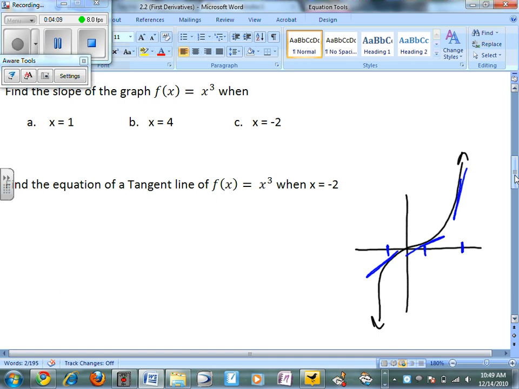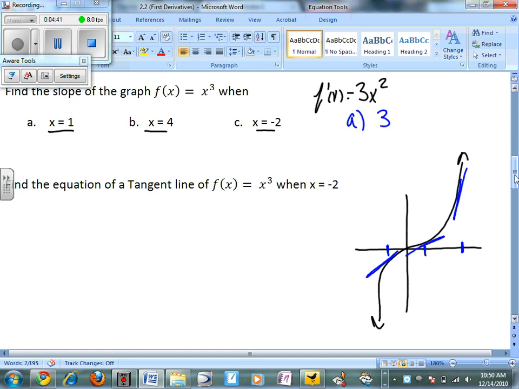So to find the slope at any point, we're just going to take the derivative. So f prime of x is going to give us the slope at any point on that graph. So it's 3x squared. Bring down our exponent, subtract 1. Now all I have to do is plug in my x values, and that'll give us a slope at each of those points. So for a, where x equals 1, I plug 1 in. The slope at x equal to 1 is going to be just 3. 1 squared is 1, times 3 is 3.